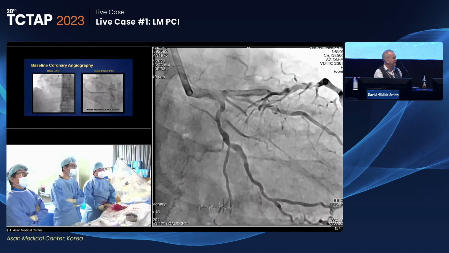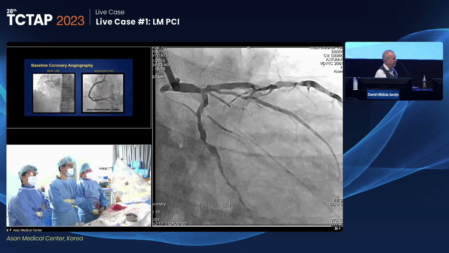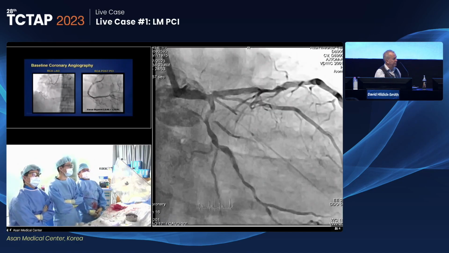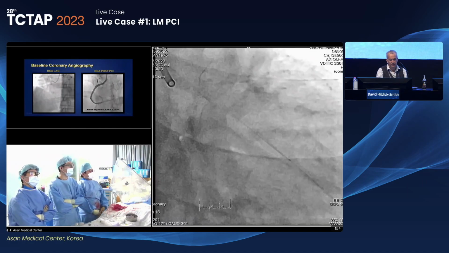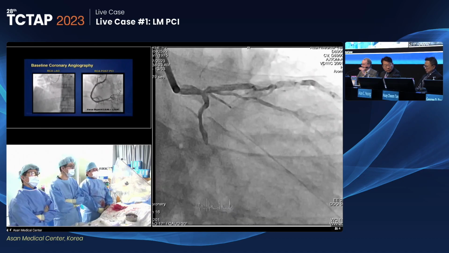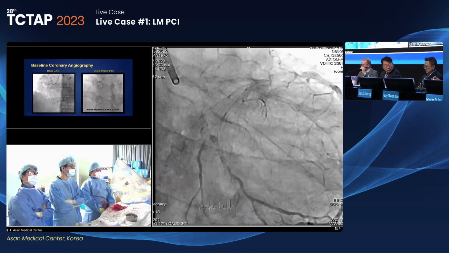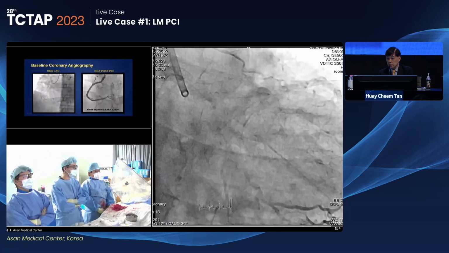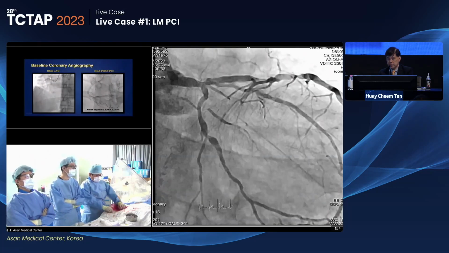Yeah, I might take a different view on that because by definition, 2 criteria, this is a complex PCI. And this circumflex artery is actually not so easy to negotiate once you put a stent across the left main. So in a complex PCI, I will go straight for a 2-stent strategy, whatever choice you want. And it's actually a lot of work to be done from a PCI standpoint.